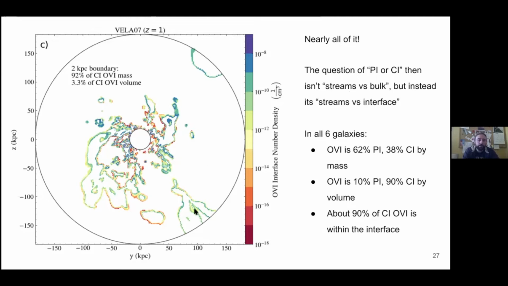So here we did this by tagging each cell. If it's self-collisional and within 2 kiloparsecs of a cell which is photoionized, then it counts as an interface layer. So we just tagged all of those and tried to do some analysis of what was in there.